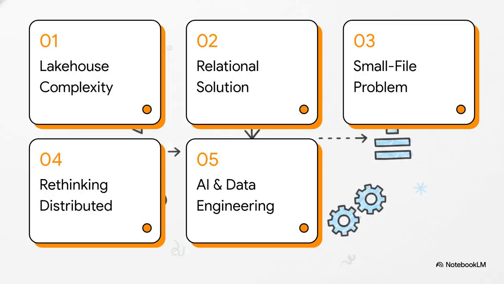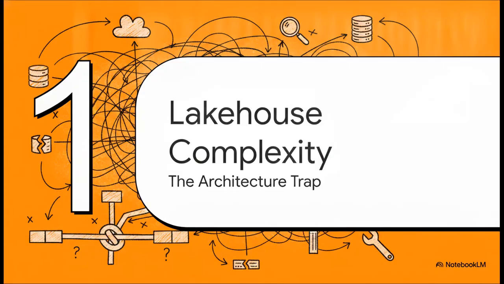Here is our roadmap for today. We'll start with the lakehouse complexity problem, explore DuckLake's relational solution, and see how it solves the notorious small file problem. Finally, we'll rethink distributed architectures and look ahead to AI and data engineering. Let's dive in. All right, part one, the lakehouse complexity problem.